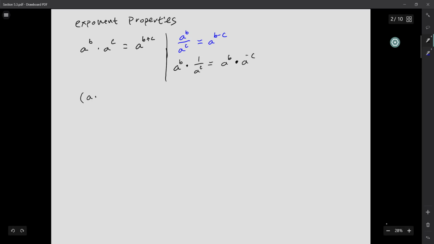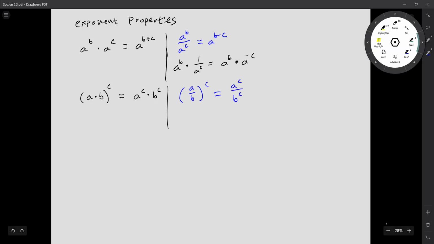If I have a times b in parentheses to the power of c, then what do I get out of this? Well, the c exponents distribute across multiplication and division. So this is a to the c times b to the c. And likewise, if I have division, a over b to the power of c, division is just weird multiplication, so we distribute the same, a to the c over b to the c. Now something that's not true is we cannot distribute across addition.